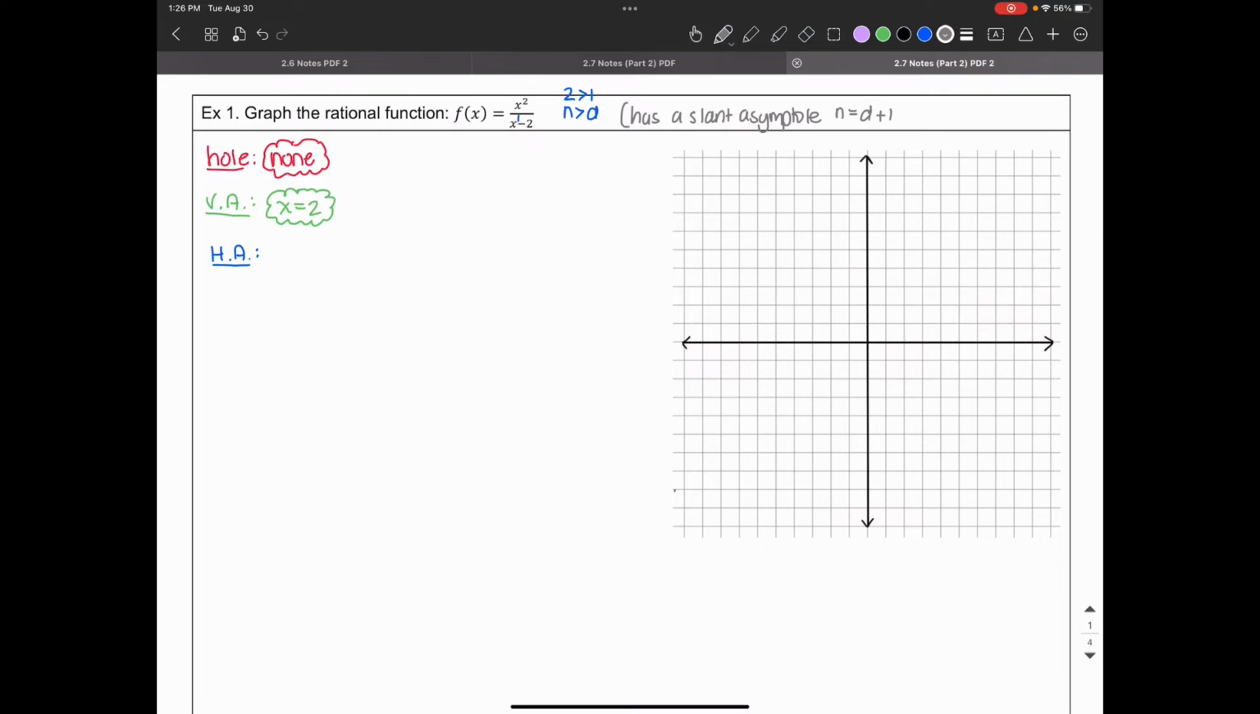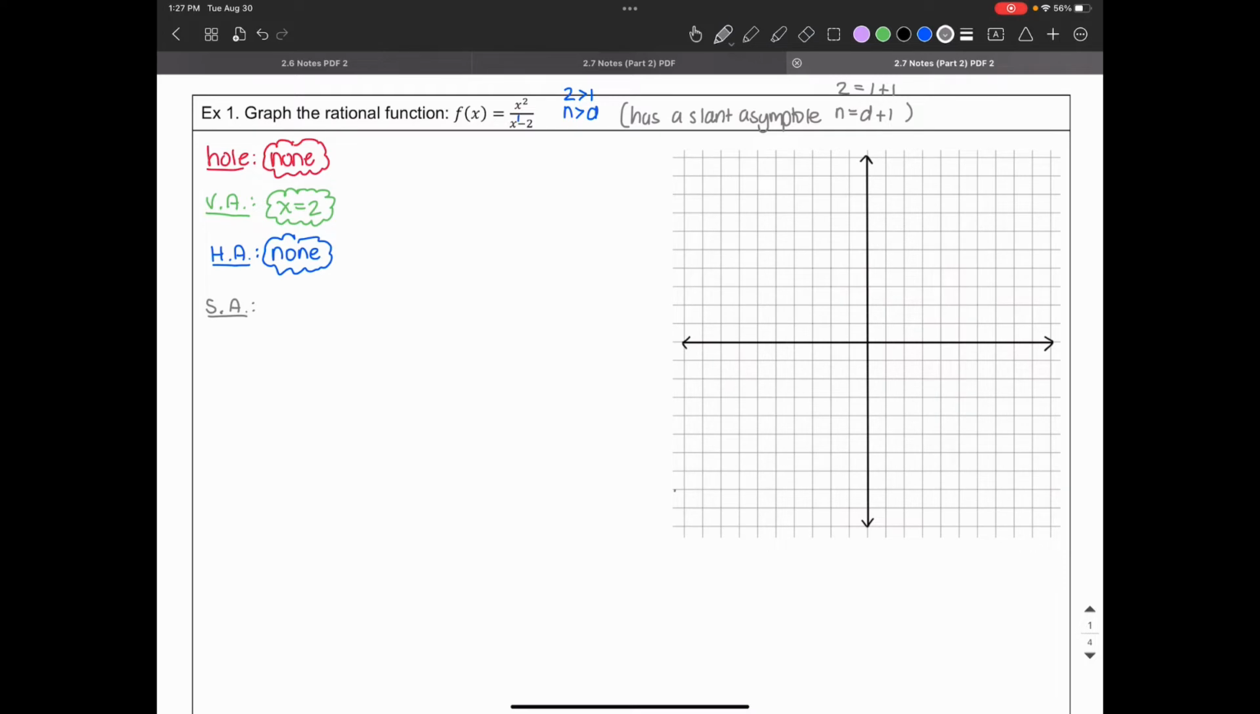I see that the power in the numerator is 1 higher than the power in the denominator. The power in the numerator is 2, the power in the denominator is 1. This statement is true: 2 equals 1 plus 1. Okay, so no horizontal asymptote, but I do have a slant asymptote. So slant asymptote, yes. And what is it?